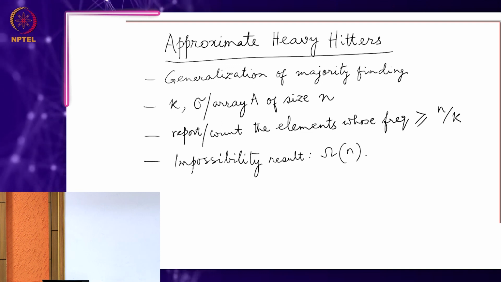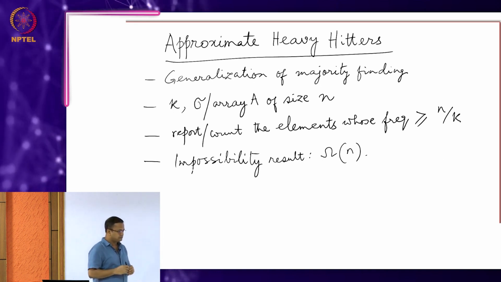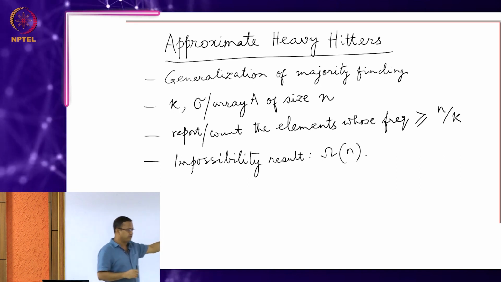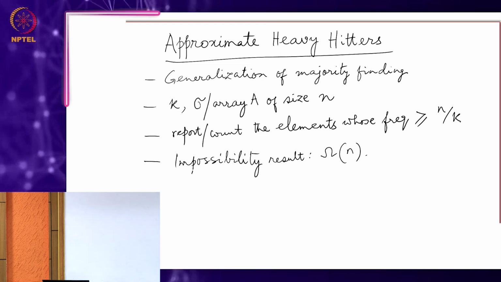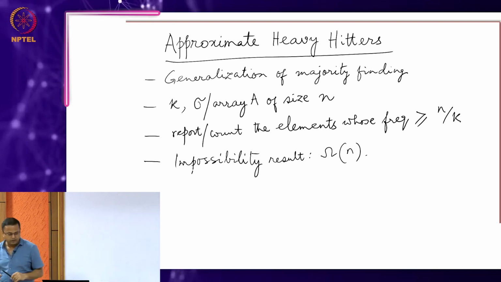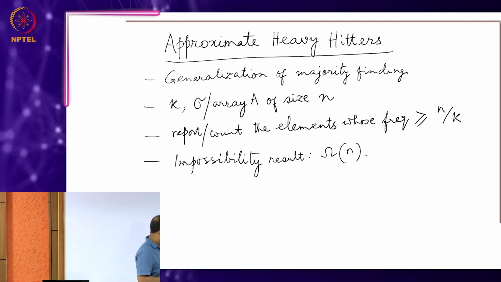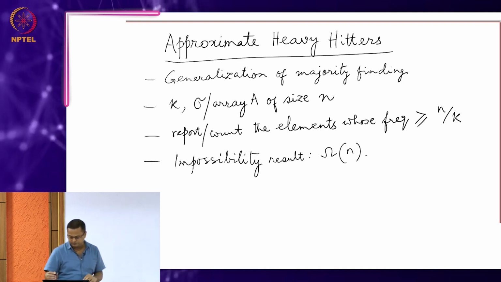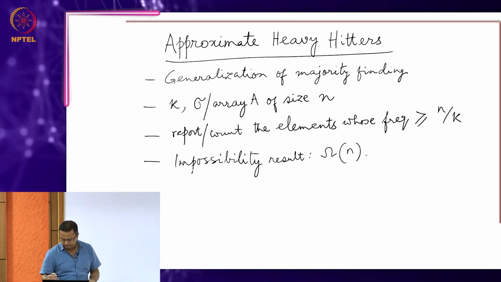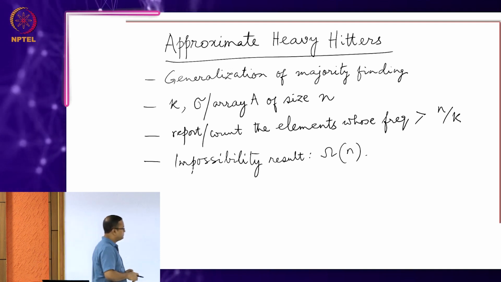So when you say impossibility, it should be the min of n and k, right? Also the frequency is strictly more than n by k. Yeah, I should be careful there.